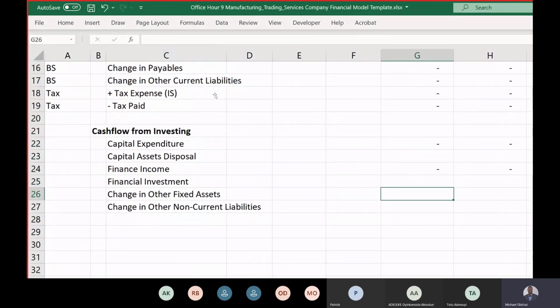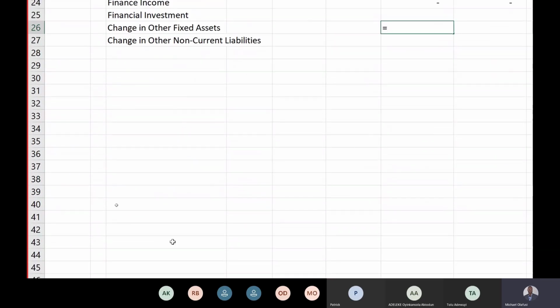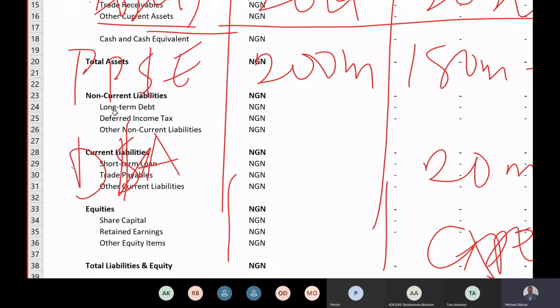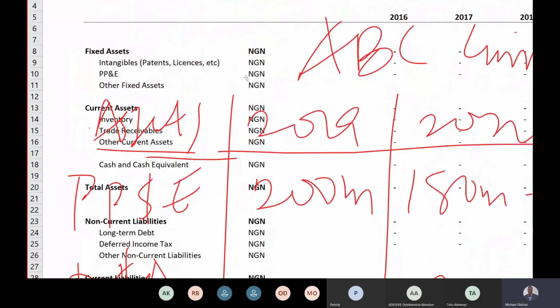And then we go to the other fixed assets. So other fixed assets, remember what I said about assets. Direction of cash on cash is always last year minus this year. So I can go back to our balance sheet and say, other fixed assets, and I do last year minus this year.